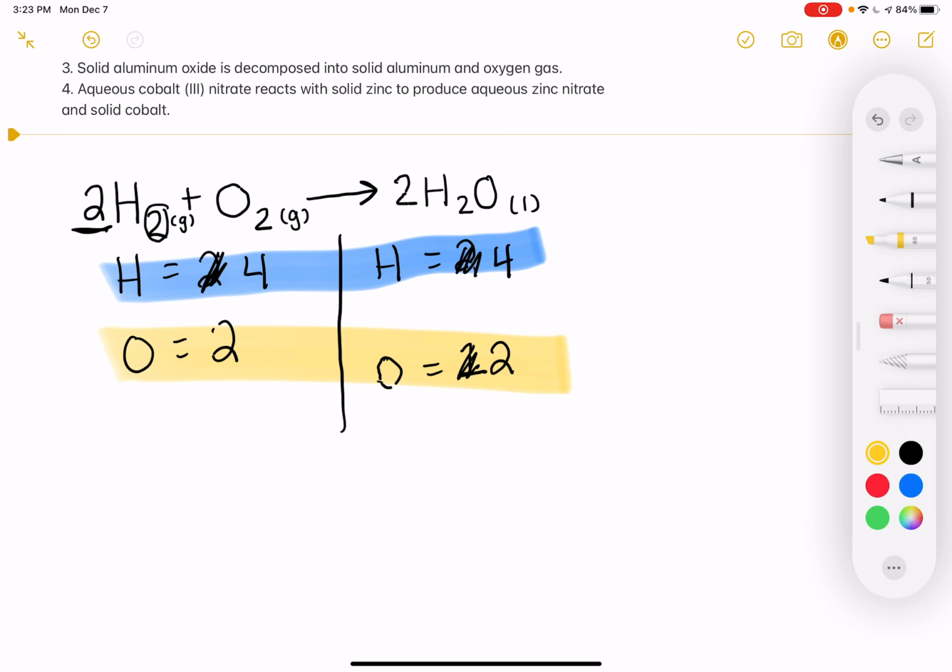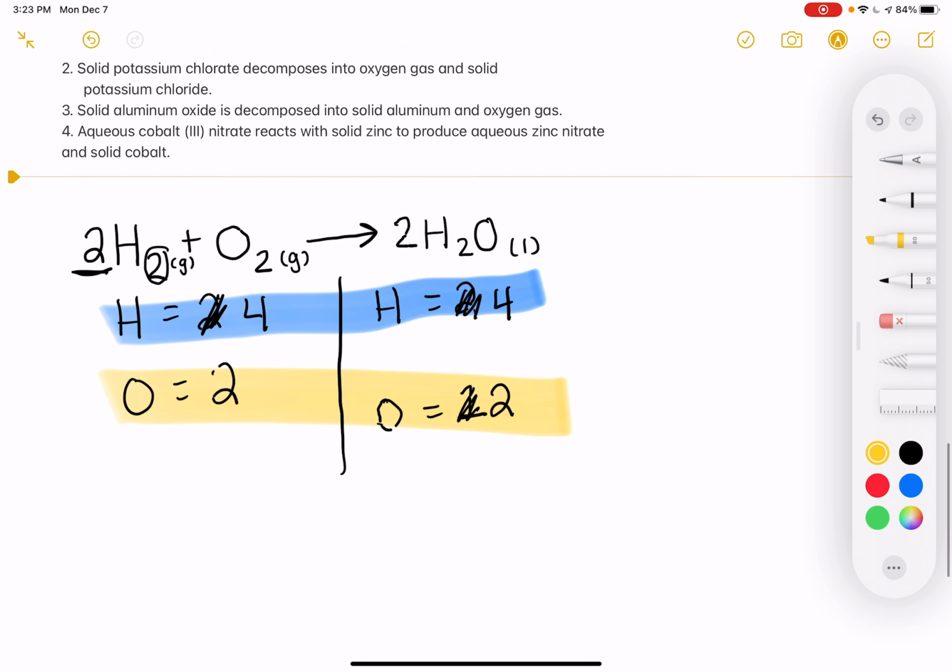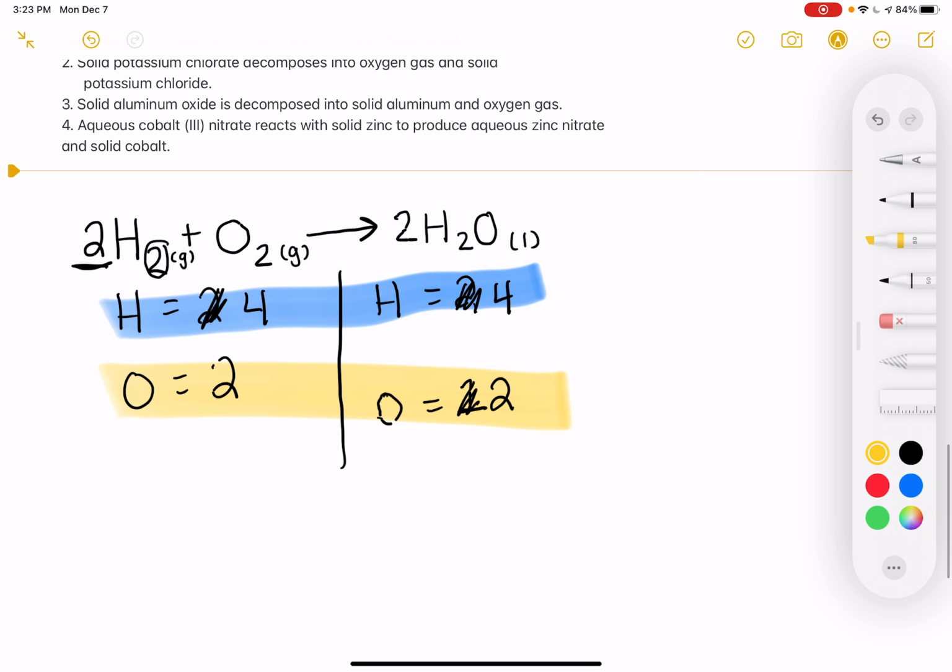So that's going from words to elements, or the skeleton formula as they say. All right, that's number 1. I'm going to try number 4 here, and then I will leave you to try these on your own. Number 4 says aqueous cobalt 3 nitrate.